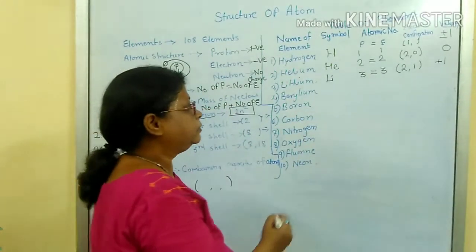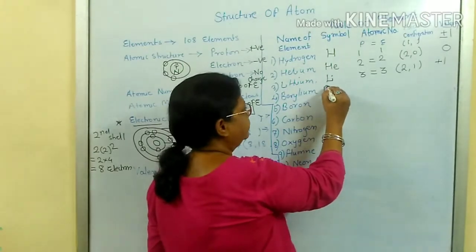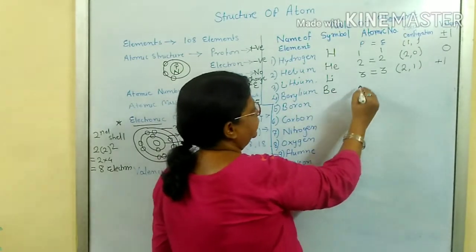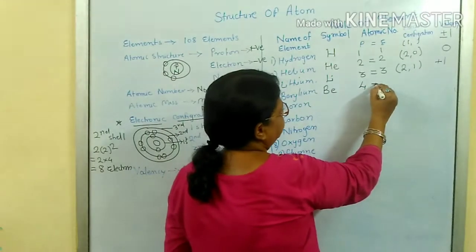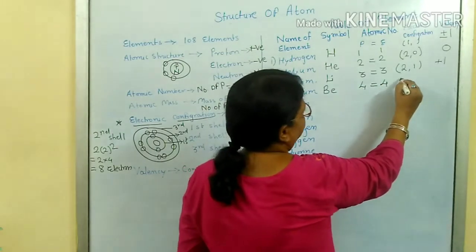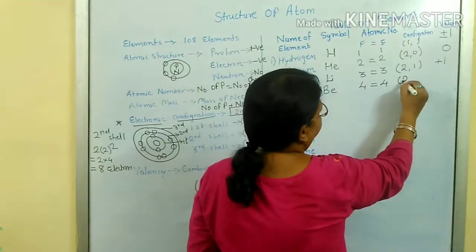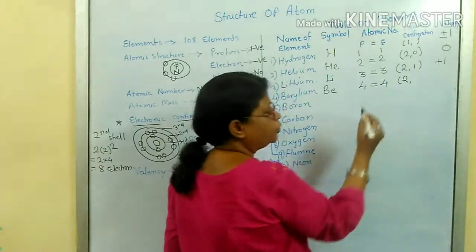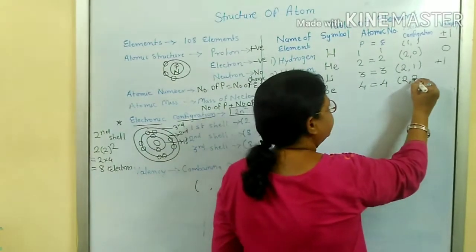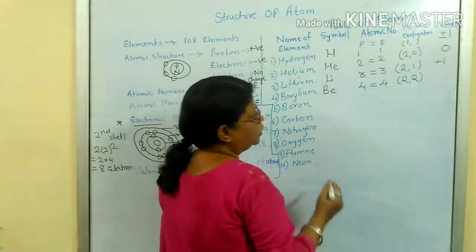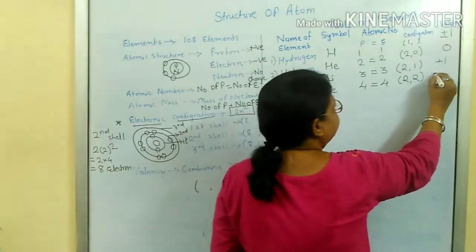Then beryllium. So what is the symbol of beryllium? Be. Its atomic number is 4. In its electronic configuration, in the first shell 2 electrons are present, in the second shell 2 electrons are present. So it has valency +2.